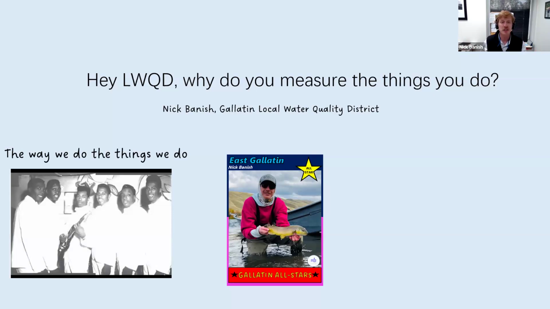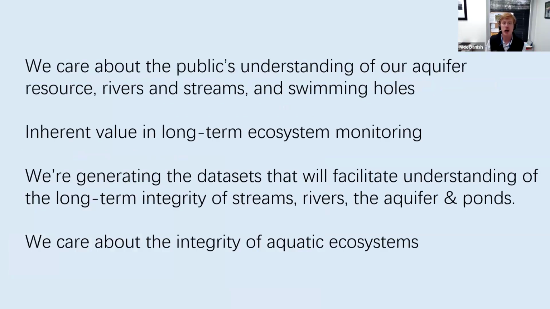So why do we measure these things? Well, we generally care about the public's understanding of our aquifer resource, our rivers and streams, and the conditions found in the swimming holes. Ultimately, there is inherent value in the long-term ecosystem monitoring that we're doing because the monitoring is generating data sets that will facilitate understanding of the long-term changes to the integrity of these ecosystems that we monitor. In general, we care about the integrity of aquatic ecosystems.